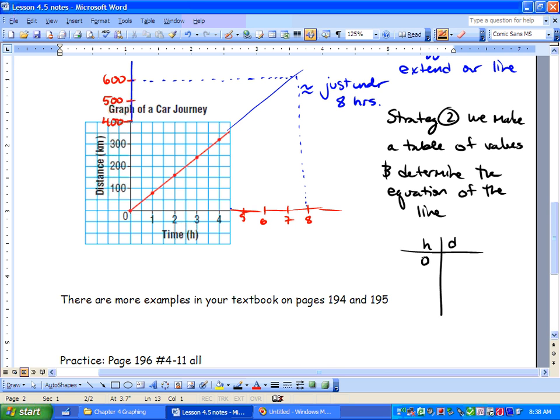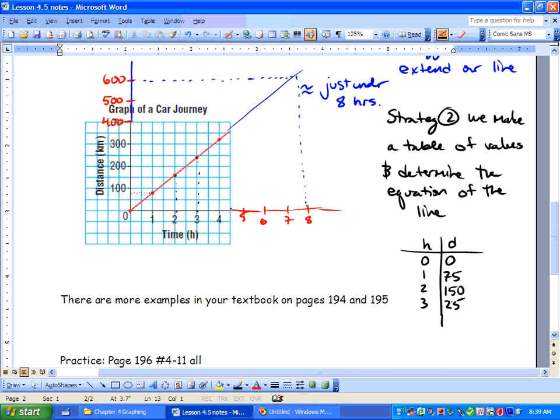So we start at hour 0, and our distance is 0. Then we have 1, 2, and 3. We just need a few different points. So at 1 hour, we go about 75 kilometers. At 2 hours, we're at about 150 kilometers. Now remember, this is an estimation. And then at 3 hours, we're at about, what are we at there? 250. Or 225.